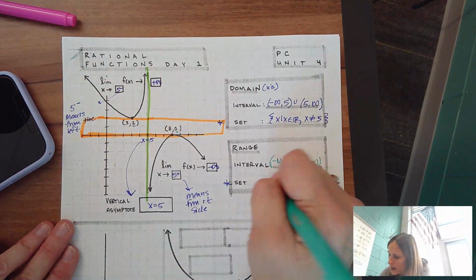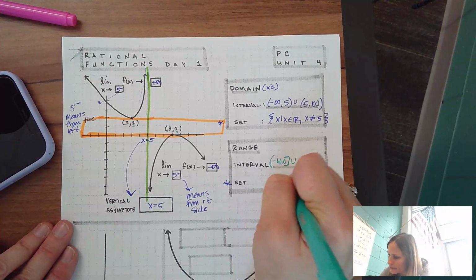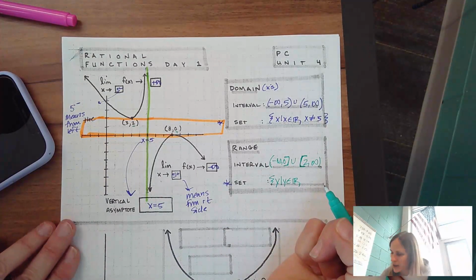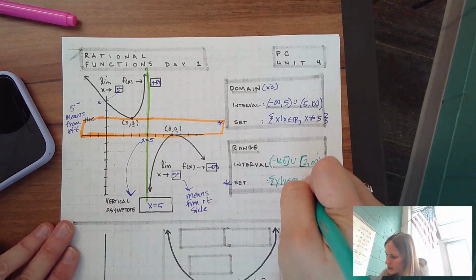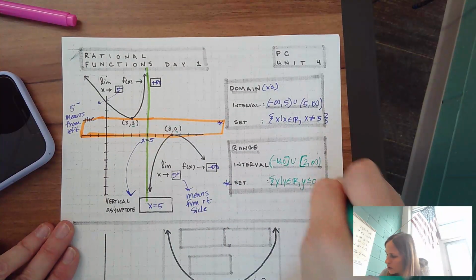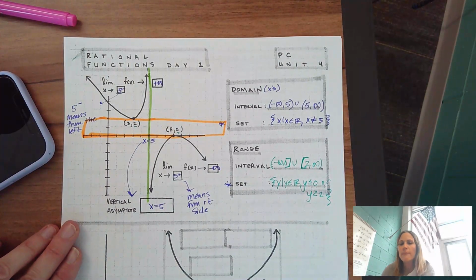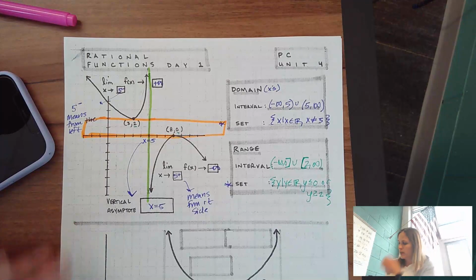How you'll see me write it again is set notation. The only difference here is I'm using y's. And I'm just going to write that as an inequality. So this just means y is less than or equal to 0 or greater than or equal to 2. And that's how you write your range. We're going to do a lot more with this, but I just wanted to give you an introduction.